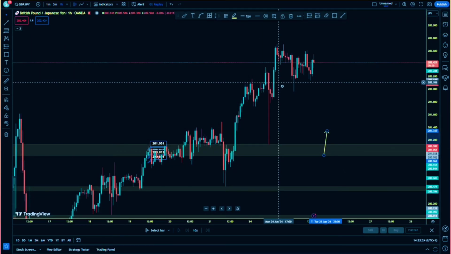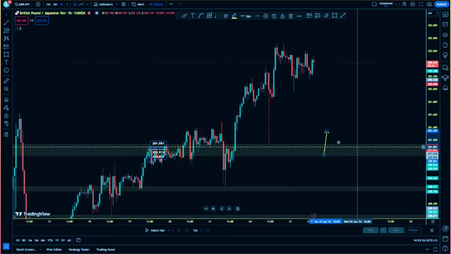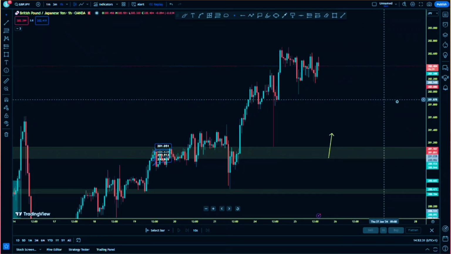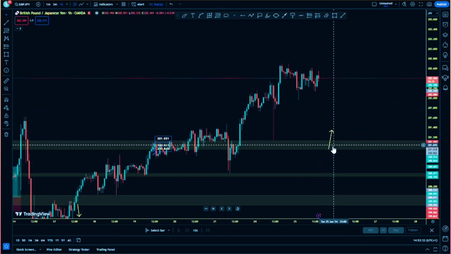Couldn't call this one this morning. I woke up really late, guys. This is today's analysis on GBP, right? I don't think this one is going to play out today.